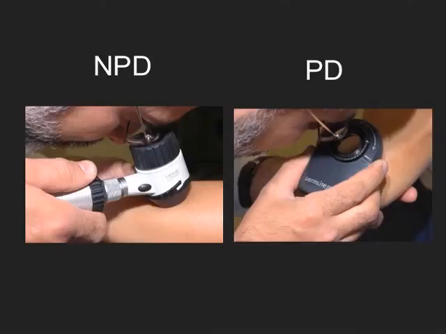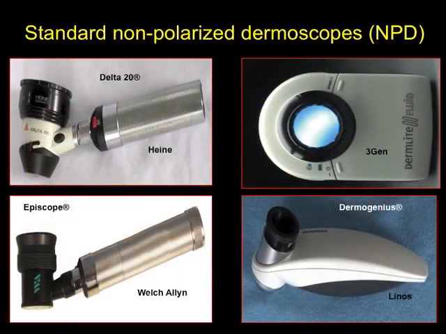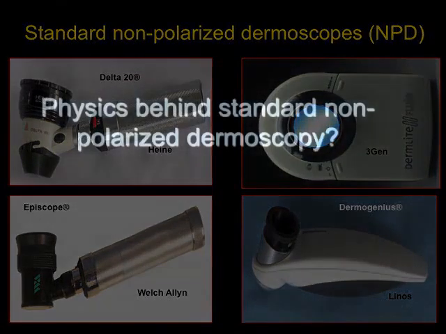There are now two types of light sources that are utilized for dermoscopy. One is standard light, so non-polarized, and the other one is polarized dermoscopy. It turns out that the two are not equivalent, so it is important for you to have some sense of what is occurring with these two different light sources. First, standard non-polarized dermoscopy, and these are the different companies that produce those scopes.